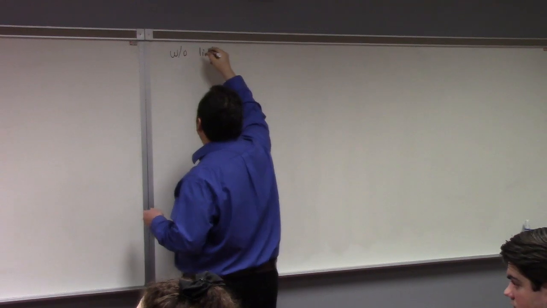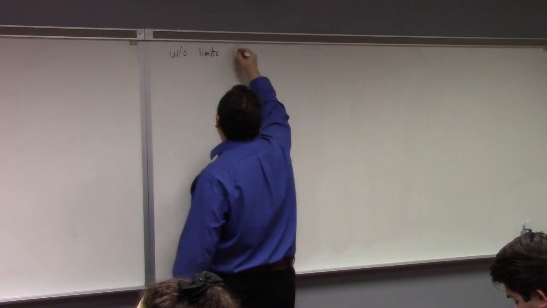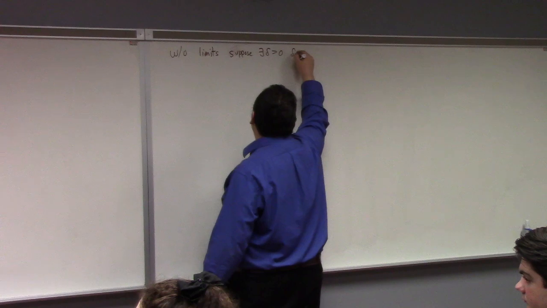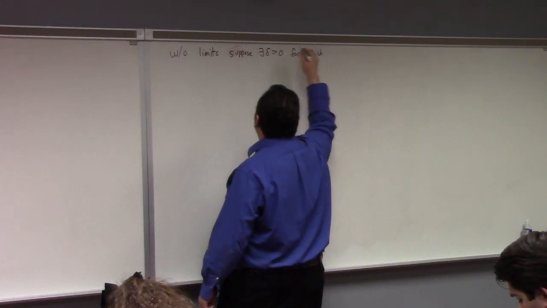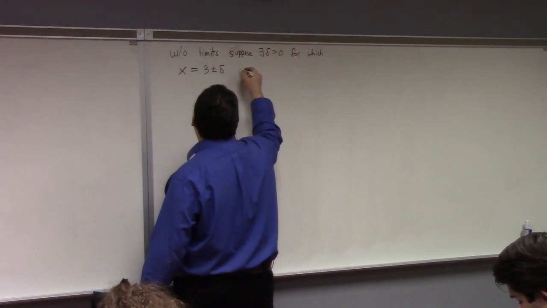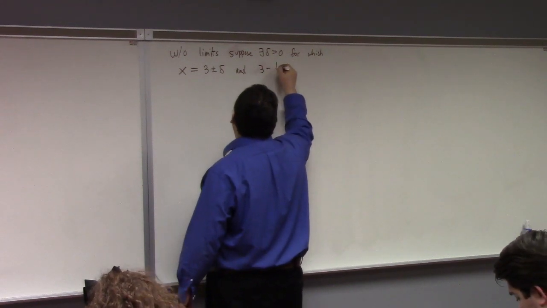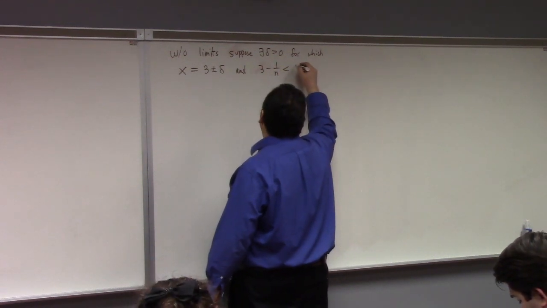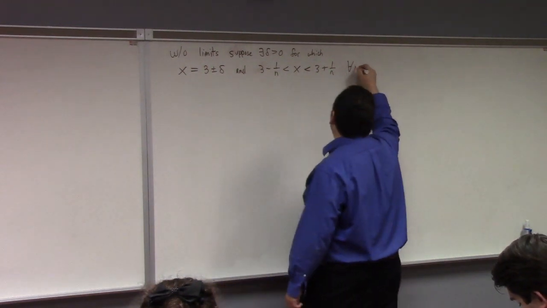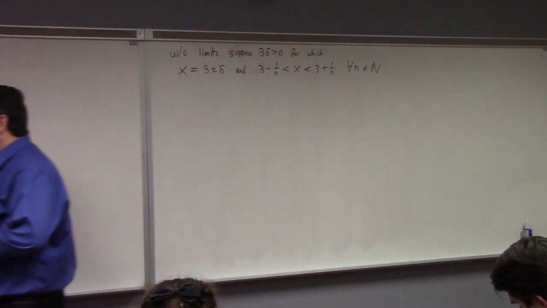It's just a way. Without limits, suppose there exists a delta greater than 0 for which x is equal to 3 plus or minus delta, and 3 minus 1 over n is less than x, is less than 3 plus 1 over n, for all n in the natural numbers. Then this would say what?